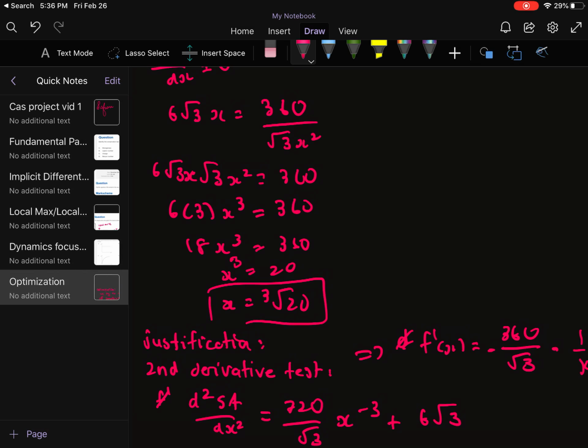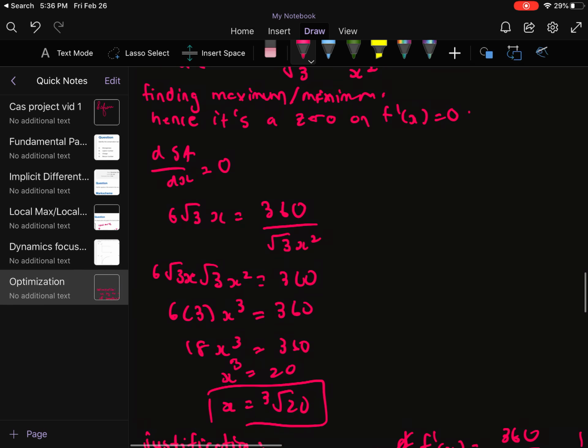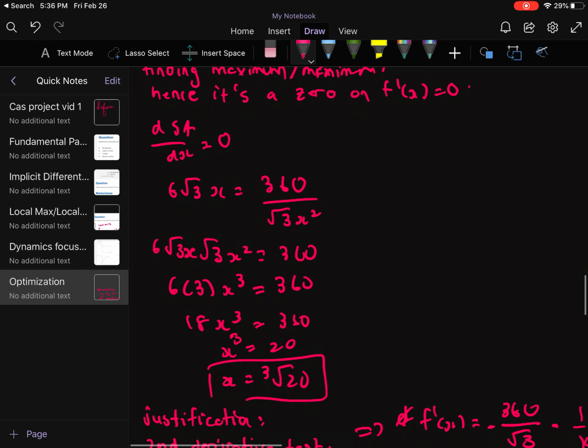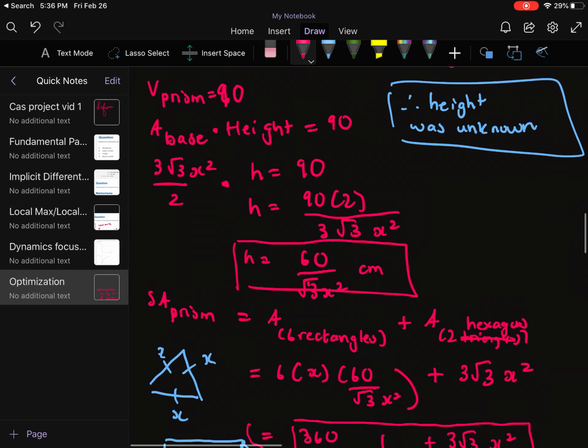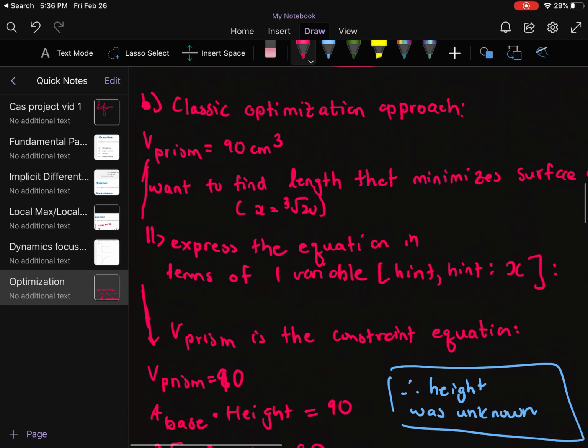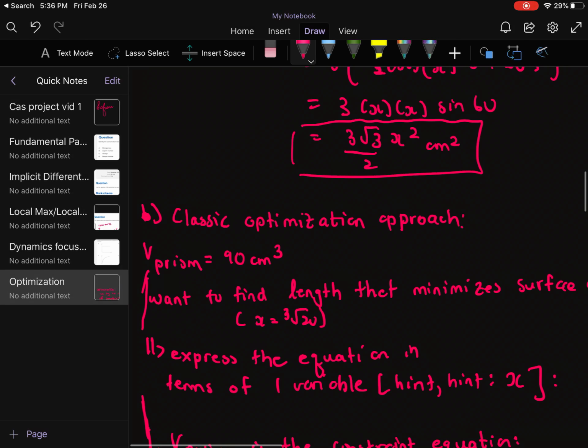And so we've found that to minimize the surface area, the x value has to be the cube root of 20. Now to justify, because often when you find a value, you'll be thinking, oh, is it the minimum or maximum? Because when you find a 0, yes, it's a 0 on the first derivative graph, but is it a minimum or a maximum on the actual f of x graph? Sorry, the original function.